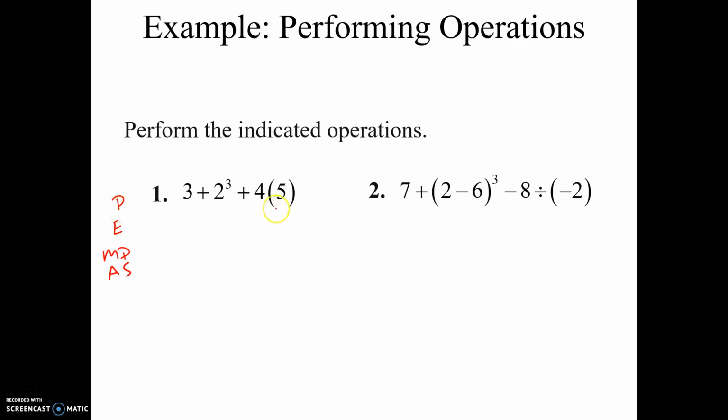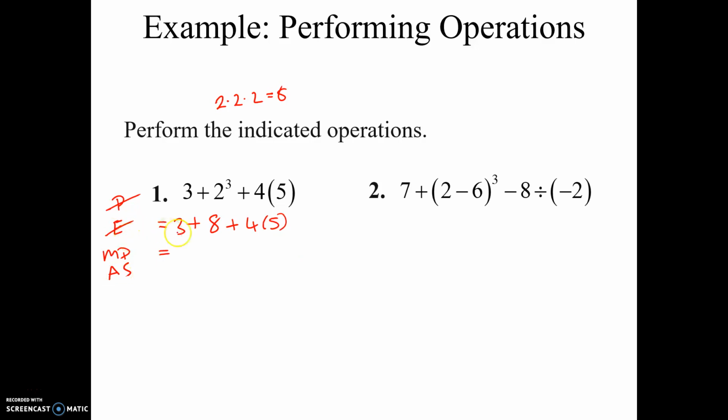Do we have a parentheses? We do, but there's nothing to simplify, so I'm going to cross that out. Do we have an exponent? We do. Now notice that whatever step we're on, that is the only operation we perform. So if I'm on the exponent step, I don't do any multiplication, any addition, any subtraction. I only do the exponent. So we have 3 plus 2 cubed, that's 2 times 2 times 2. 2 times 2 is 4, 4 times 2 is 8, so 2 cubed is 8. And again, I'm not on the multiplication step, so I don't do any multiplication or division. I only do the exponent, only one operation at a time.